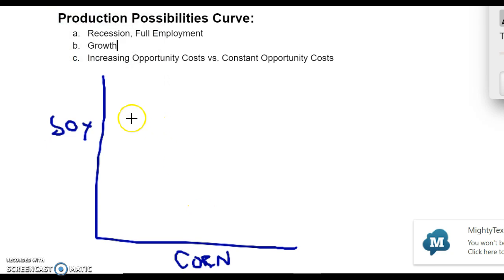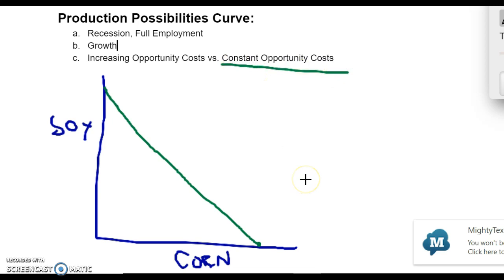Now, I show that these are constant opportunity costs by having a straight curve, right? Instead of having that concave curve indicating increasing, I have a straight curve, which means to produce one additional corn, it's going to cost me one soy. And that is because my resources are interchangeable. So that's a constant opportunity cost. Keep an eye out for that. That's a tricky way that they can use to try and take away a point from you.